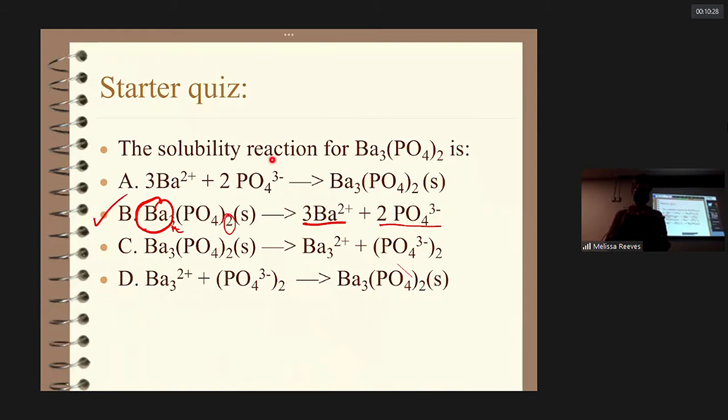Of course, what's wrong with letter A is the solid is on the wrong side of the equation. That's also wrong with letter D, and letter C is just doing something crazy with phosphate sub 2.